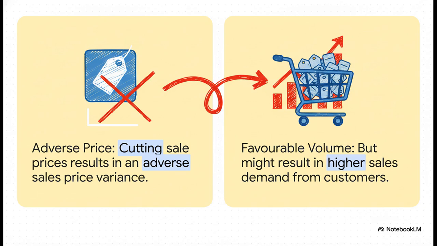This is a classic. You decide to run a big sale. You slash your prices. Instantly, you've created an adverse sales price variance. You're making less on each item you sell. But what's the whole point of a sale? To sell more stuff. So that lower price drives a huge spike in demand, and you get a big, favorable sales volume variance that hopefully more than makes up for the discount.